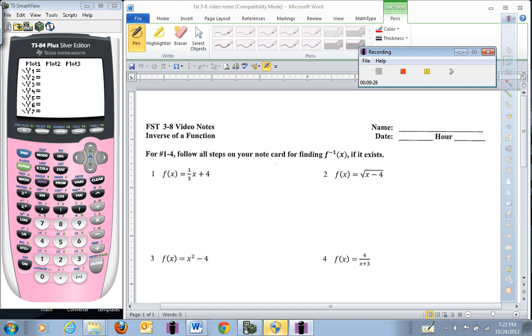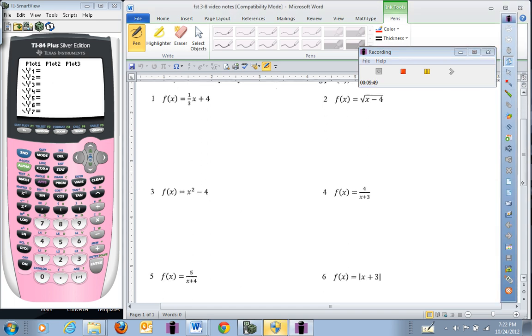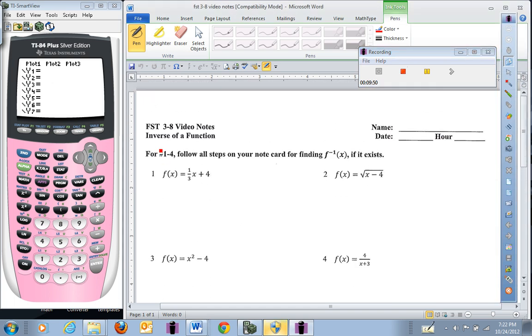Okay, so the next thing I want to do is move on to the video notes page. And I want you to work with me here, fill this in, and we're going to find the inverse of a function if it exists. So it says on numbers 1 through 4, we're going to follow all of the steps. Actually, I think there's 6 of them. So on 1 through 6, it should say, we're going to follow all of the steps on our note card that we just made for finding f inverse of x if it exists.